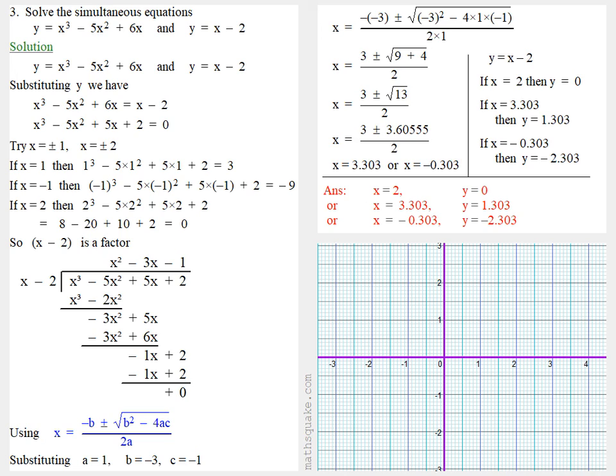Now we can draw this on a graph. We can draw the cubic equation and then the linear equation and see where they intersect. And we see that they do intersect at x is 2, y is 0, and also at x is equal to 3.3 and y is equal to 1.3, or x is equal to minus 0.3 and y equals minus 2.3.